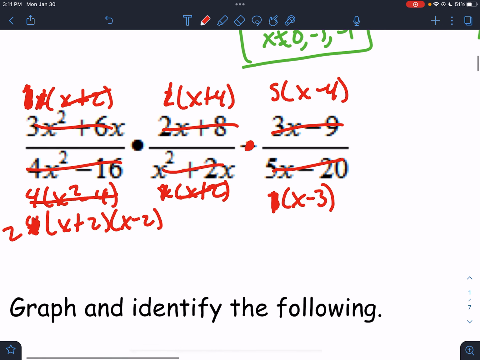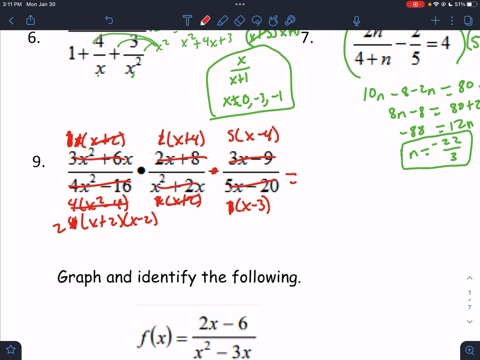I think that's it. So this would be on top. What's left? X. We have a 5. We have x plus 4, x minus 4. On bottom, we have a 2. And we have x plus 2, x minus 2. And x minus 3.